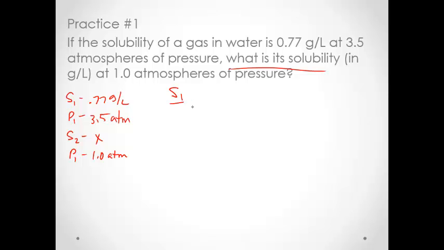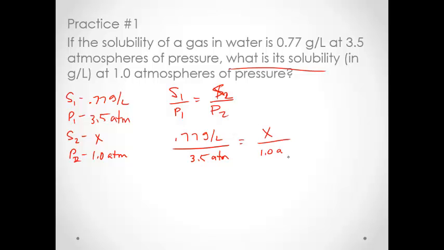So this is our equation, S1/P1 = S2/P2, and this is set up just like Charles' law or Gay-Lussac's law. We're going to have to do some cross multiplying here. So this is P2, and then we can plug in our numbers, and 3.5 atmospheres on the bottom. Keep in mind, you still need to be following numbers and units, plugging things in appropriately. We don't want to get out of that habit.